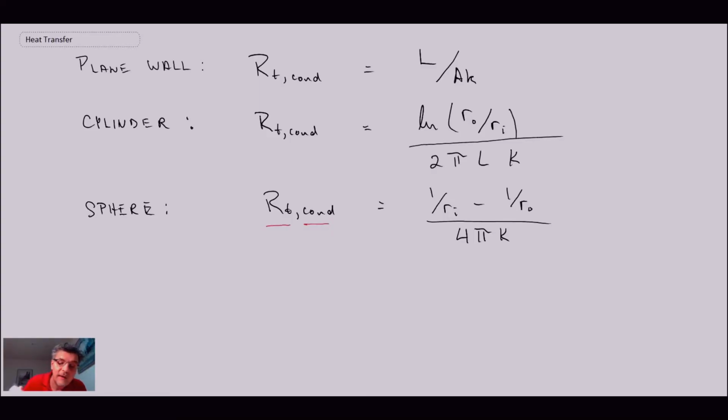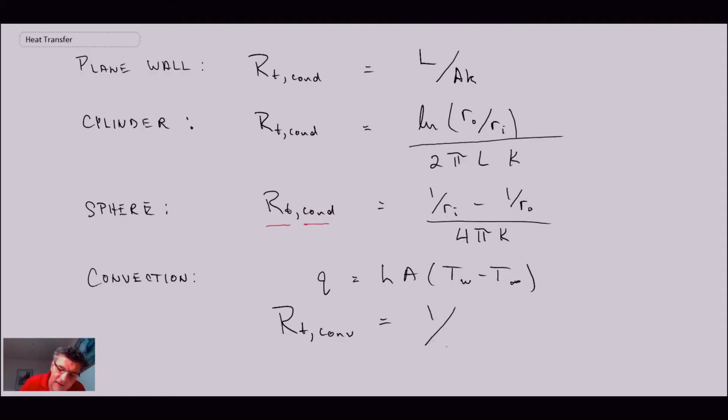Now, we haven't said anything about convection, but it turns out that convection, we can express in a very similar manner as well. And if we look at Newton's law of cooling, again, we have a temperature difference or temperature differential. And here we have a thermal resistance for convection. I put CONV for convection. And that then is equal to 1 over HA. So that would be the thermal resistance for convection. So there we go. We have thermal resistances for conduction in a plane wall, a cylinder, a sphere, as well as for convection.